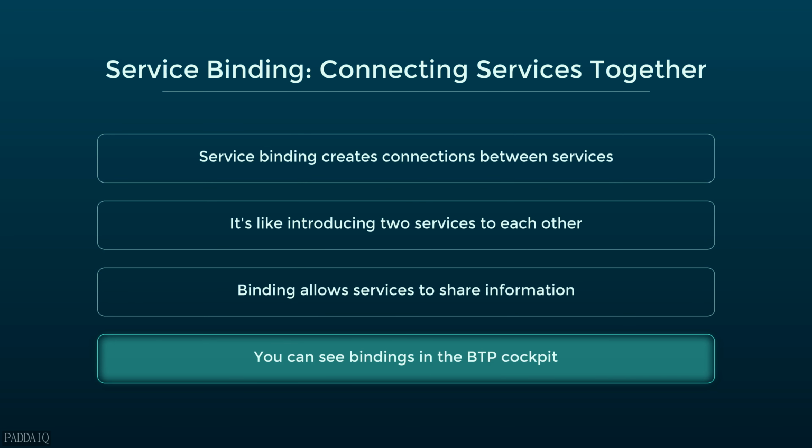You can see bindings in the BTP cockpit. This means the cockpit visually displays all your connected services. For example, if your app uses an SAP HANA database, the binding shows this link. This visibility makes it easy to manage and verify your service connections directly.